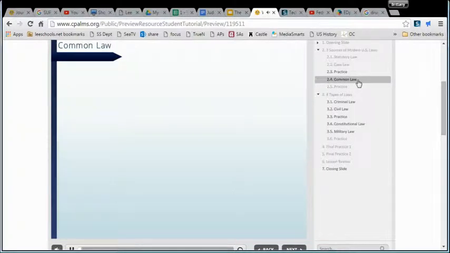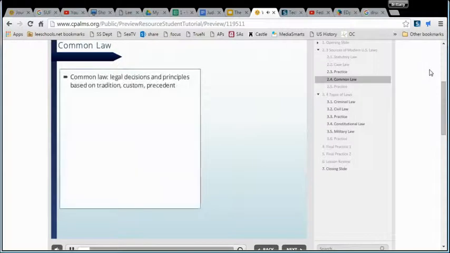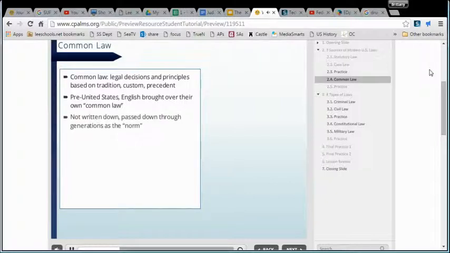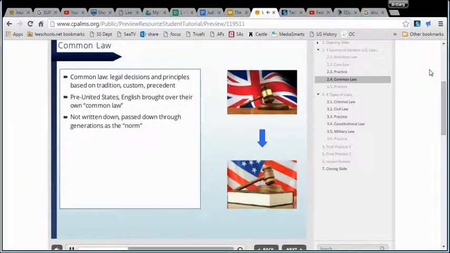A final source of modern law is the tradition known as common law. This refers to any legal decisions or principles that are based on tradition, custom, and precedent. When the English colonized America before the United States existed, they brought with them certain customs and traditions known as common law. Generally speaking, these laws weren't necessarily written down anywhere. Instead, they were passed down to each generation and practiced as the accepted norm, and most became part of American law because of this nation's English heritage.